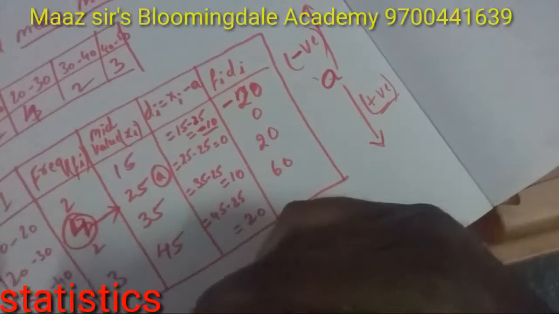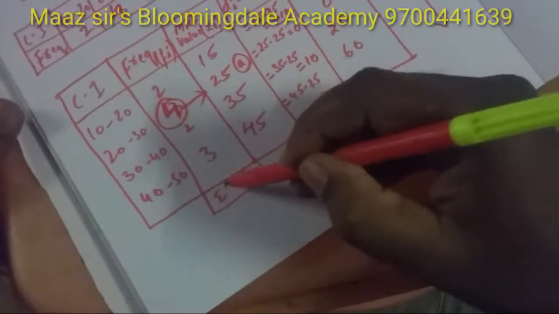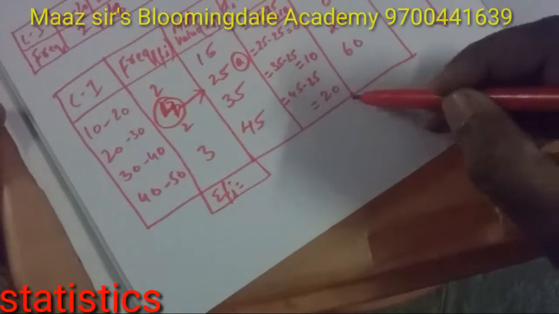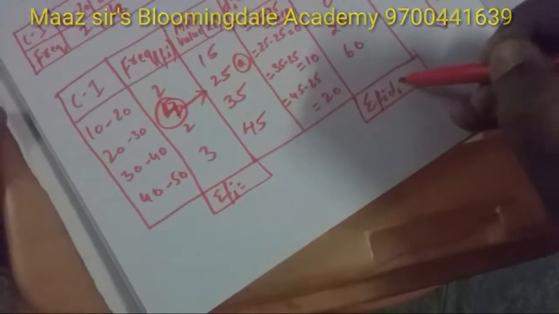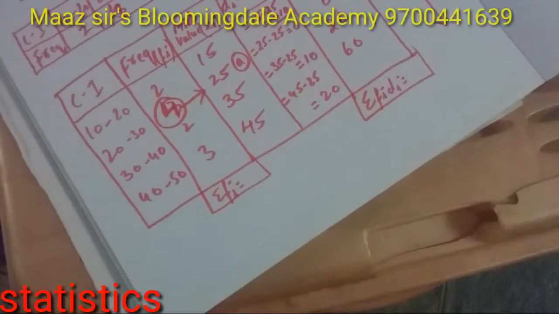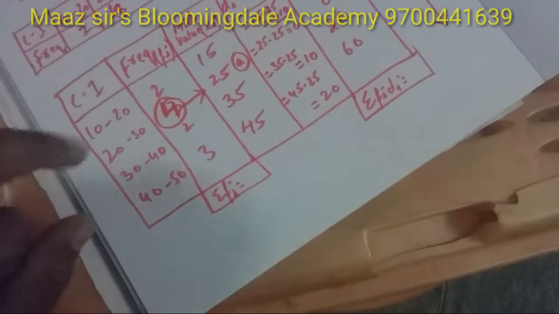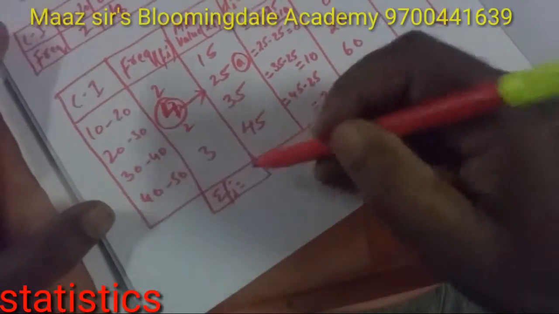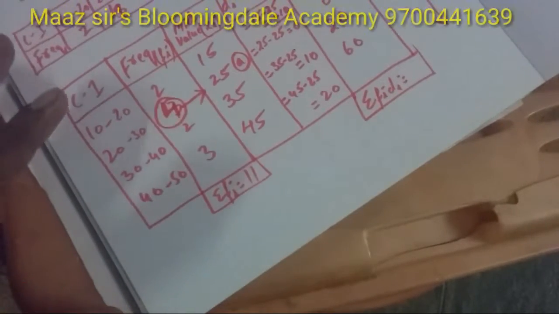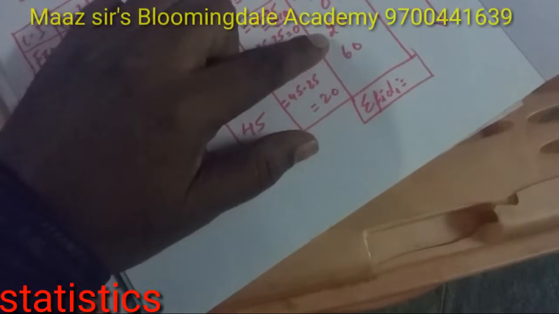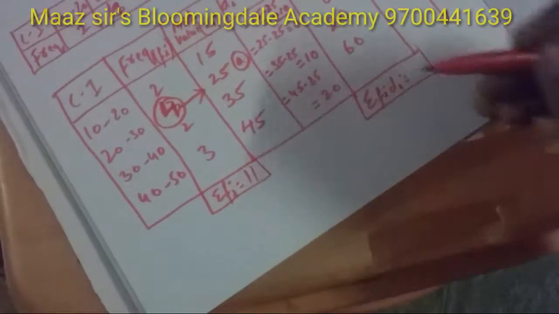And as usual you have to find out the value of sigma fi as well as sigma fi di. You have to find out the value of both these values, that is the sum of all these values. So we will be getting 11. Similarly, you will be getting 60 plus 20, 80 minus 20. So 80 minus 20 is your 60.